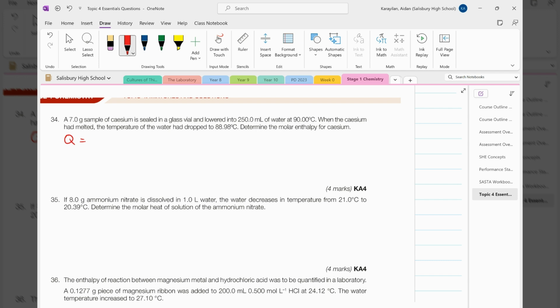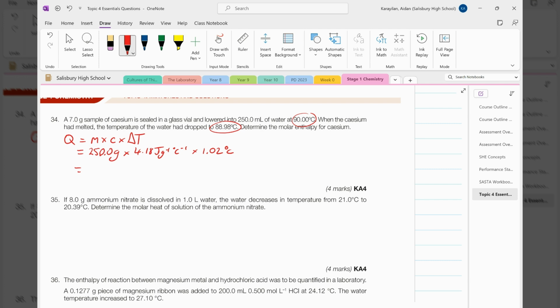So Q is equal to m times c times delta T, which in this case is 250 milliliters of water, so 250.0 grams of water, times 4.18 joules per gram per degree C, times our delta T, which is 1.02 degrees Celsius. That's the difference between 90 and 88.98. Cool. That is our number, and we're going to throw that into the calculator.